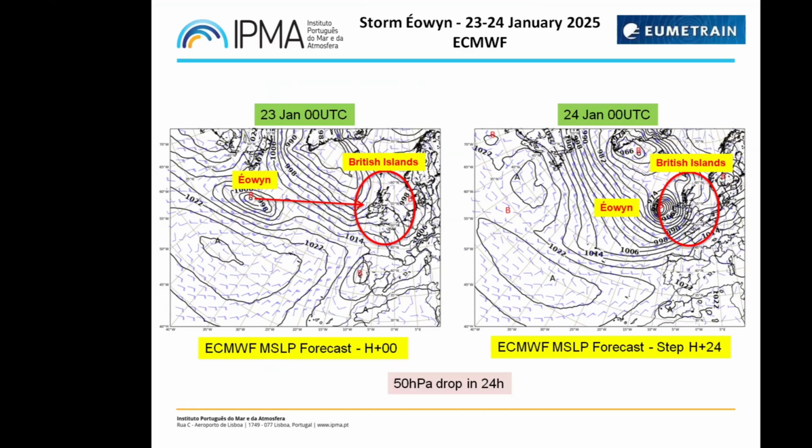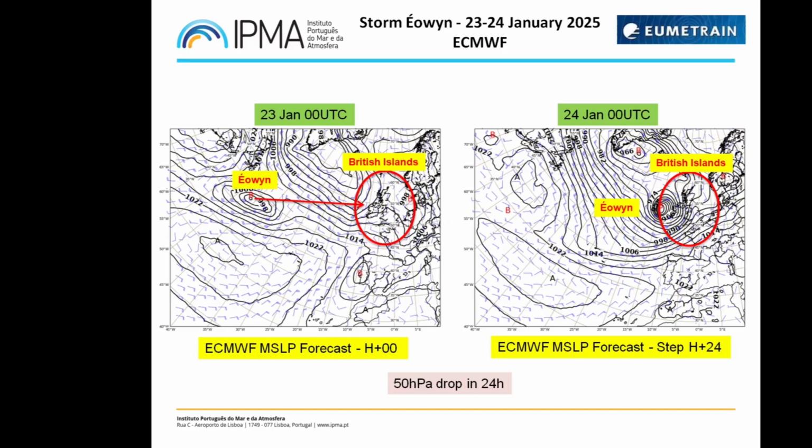The storm had a very rapid deepening known as explosive cyclogenesis. The mean sea level pressure went from 991 hectopascal at 0 UTC on the 23rd of January to 941 hectopascal 24 hours later. So it greatly exceeded the 24 hectopascal in 24 hours limit, above which cyclogenesis is defined as explosive at 60 north latitude. And a red wind warning was issued for the British Isles, namely for Ireland and Northern Ireland.